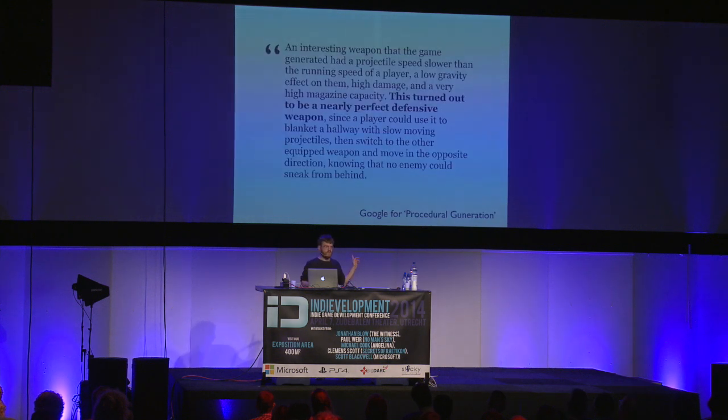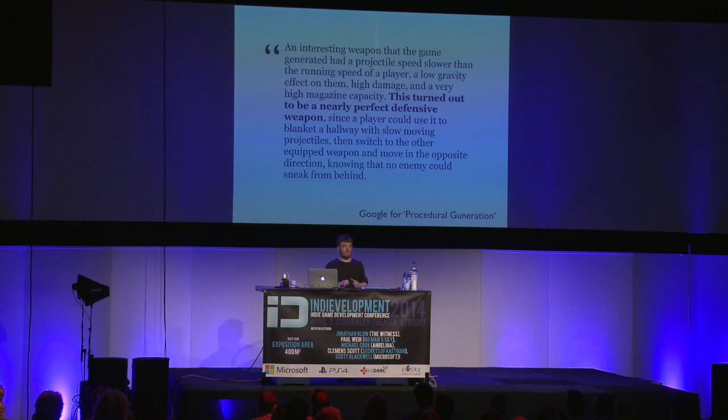And here's a quote from the paper. An interesting weapon that the game generated had a projectile speed slower than the running speed of the player, as well as a low gravity and very high damage. Initially, they thought this was going to be junk, because the player would fire the gun and then walk into their own bullet and die because it was slower than they were moving. But as this gun stayed in the pool of being used, they realized that actually people started using it differently.